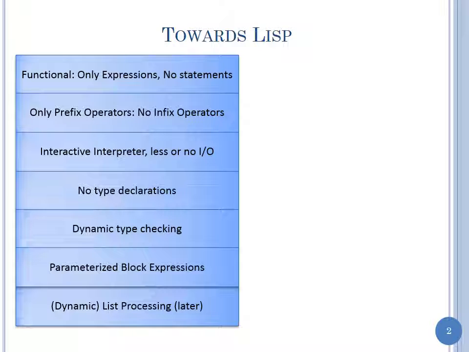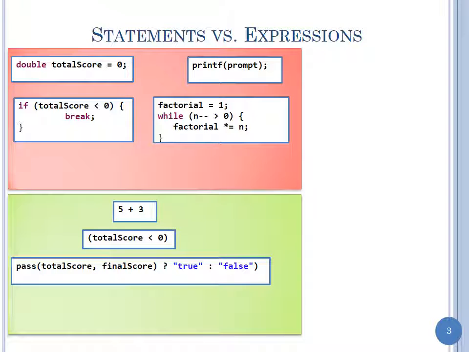So there was an interpreter. We don't want to have to compile, edit, run. That takes too long. When you're doing an interpretive language, you don't want to spend time writing down type names. And if you're not going to type something, and you want type checking, then you get dynamic typing. You're not going to get type errors at writing time, only at execution time. It also had something called parameterized block expressions, which we'll look at, and it gets its name from the list processing it had, which we won't look at in this example. So let's see what these things mean.